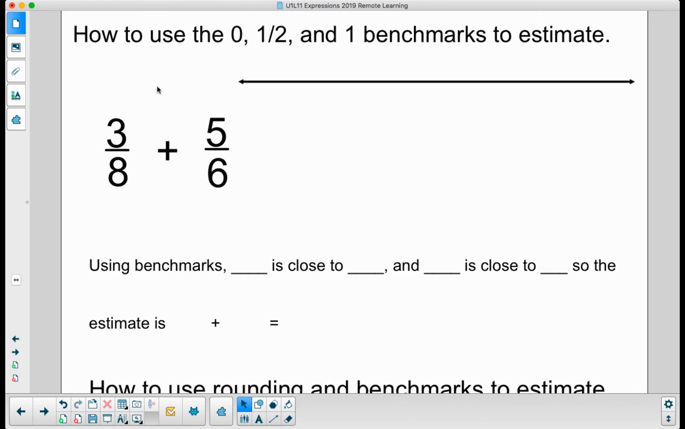So, taking a look at it, how do I use 0, a half, and 1 benchmarks to estimate? Well, the best way for me to show it is to use a number line. If I think of my number line going on forever to the left, going even down into the negatives, and forever to the right, getting higher and higher, an infinite number of numbers, I can break it into some parts of my benchmarks. Think of 0 here and 1 here. So I'm not going very far in my number line. The very middle would be 1/2.